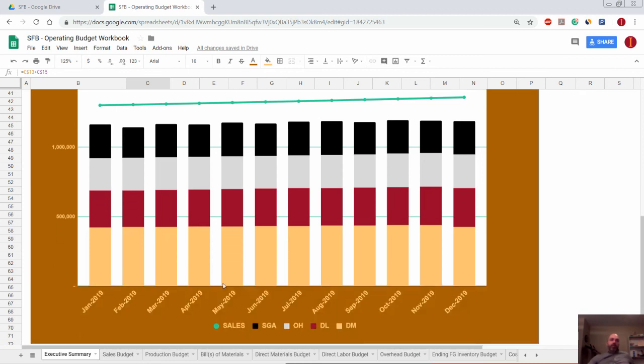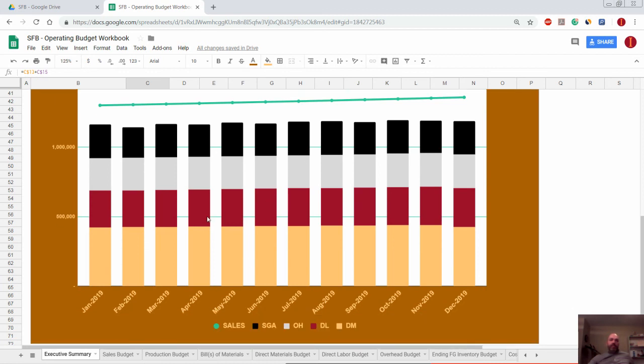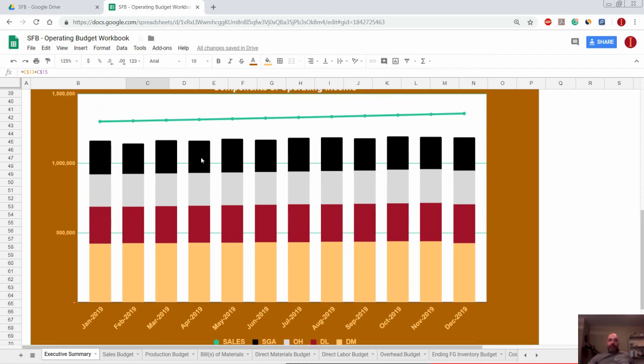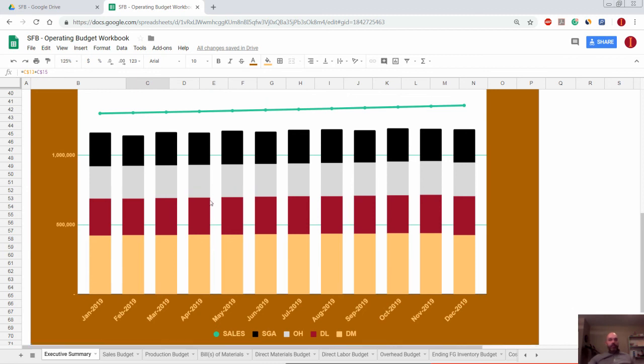And it's labeled here. Green's your sales for a given month. You've got your SG&A expenses in black, your overhead in gray, your direct labor in red, and your direct materials in tan. It gives you the opportunity to see how they fluctuate month by month, and visualizes everything that you entered across the course of all those budgets.